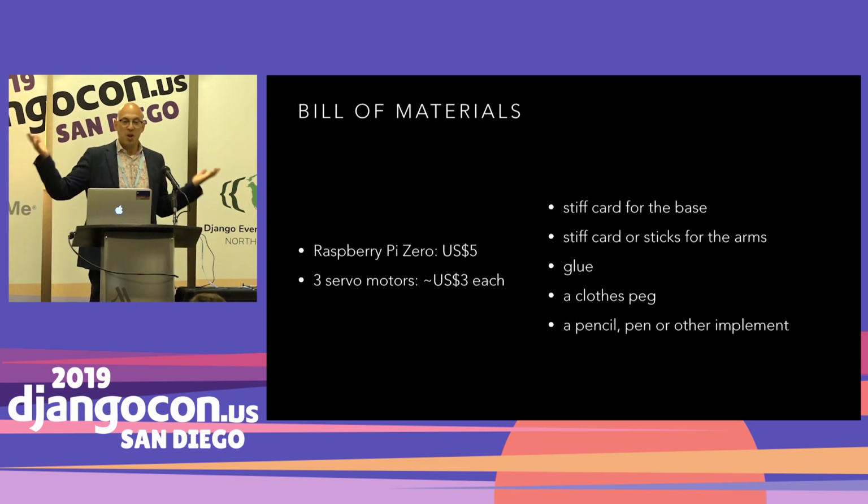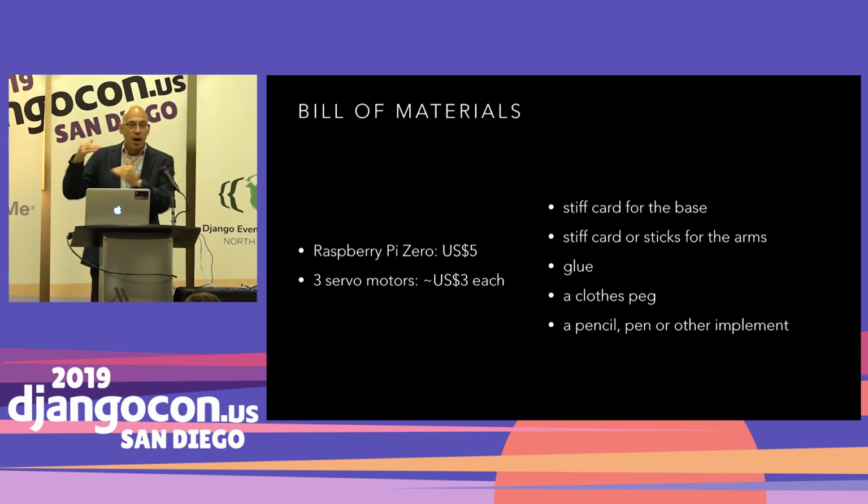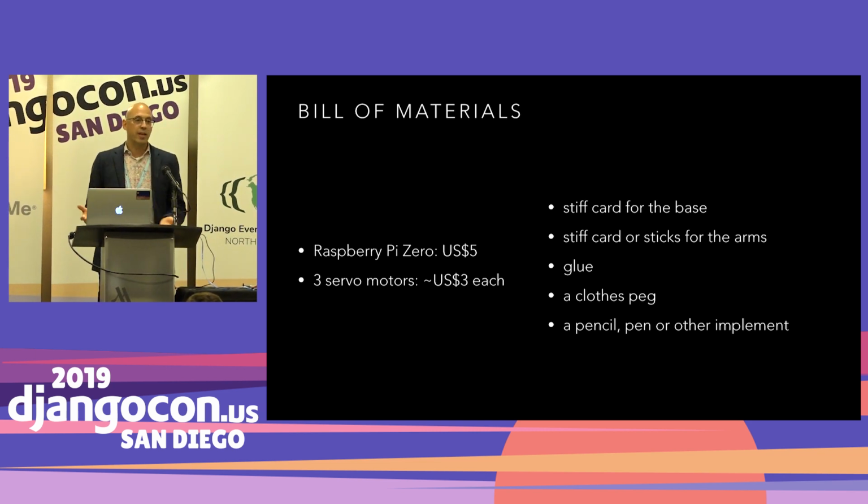The bill of materials, very cheap. The Raspberry Pi Zero, by the way, everything runs on the Raspberry Pi, $5. The 3 servo motors, about $3 each. The rest of the stuff, all of it is so cheap that even if you were to steal it, you'd be very unlikely to get punished severely, simply because the cost of punishing you would be so much that it wouldn't be worth it. So when you're dealing with low-cost things, you can get away with quite a lot.